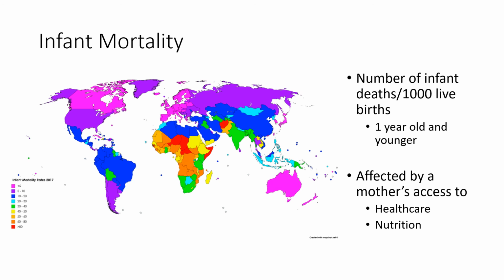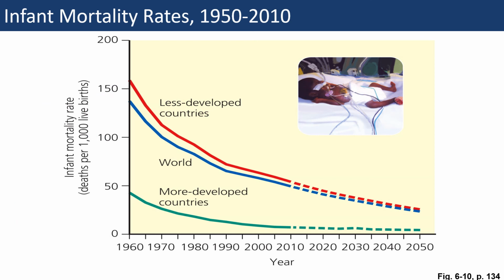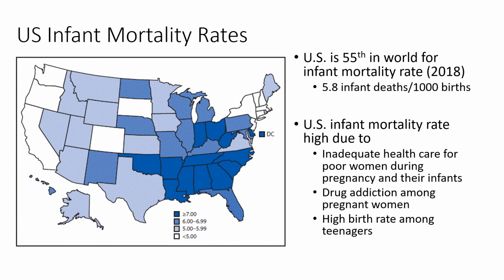And this is affected by the mother's access to healthcare and nutrition while she's pregnant, and then also after the baby's born. With breastfeeding and infants being very vulnerable to disease, it's really important that mothers have access to both healthcare and nutrition during pregnancy and after. And so you can see that less developed countries have a much higher infant mortality rate than the more developed countries. And let's take a look at the US and infant mortality rates.